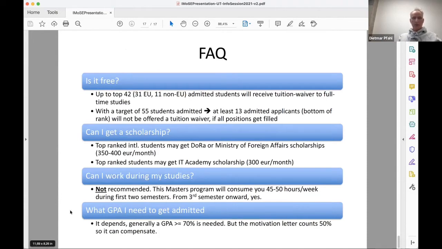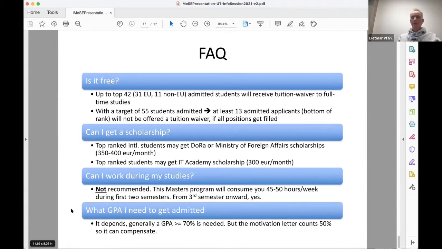Yeah, sometimes I get the question also in emails, what GPA do I need to get admitted? And I can tell you that if you have a GPA that is below 70%, you probably have no chance to get admitted. If you have 80%, it is also not clear because we have to look at your motivation letter. And if we think your profile doesn't match the program, then you would also not get admitted.